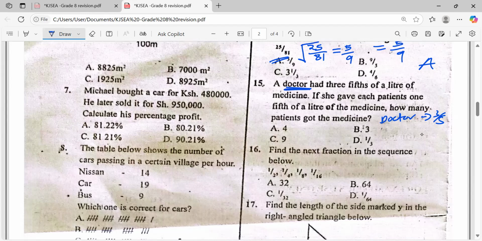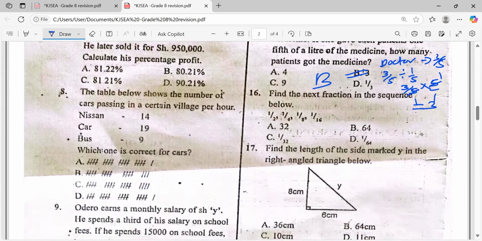So the long procedure on how we will calculate this, we'll just say 3 against 5 divided by 1 against 5. That will mean that we are going to have 3 against 5 times 5 against 1. Are we together? Very good. We divide by 5, and our answer becomes 3. That is B.